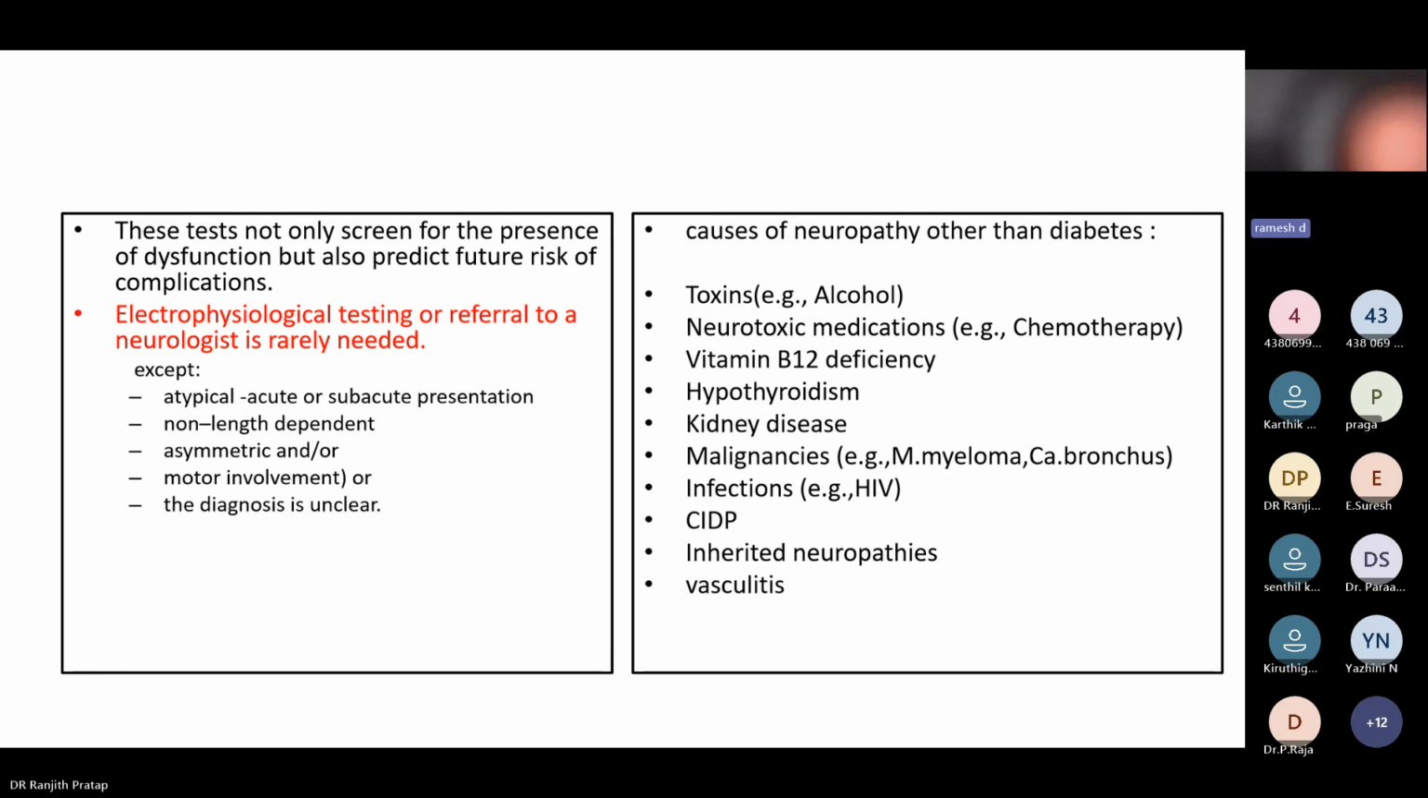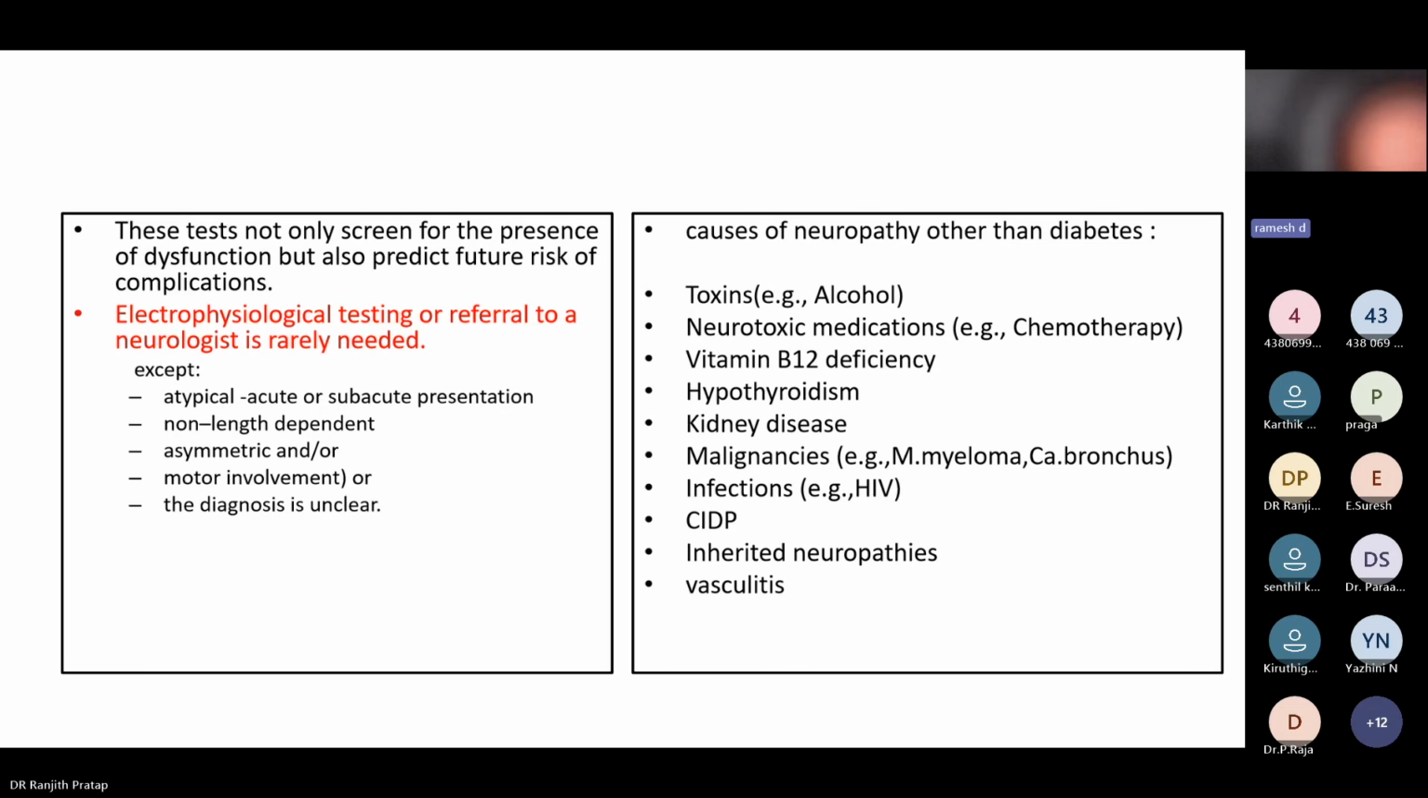Electrophysiological testing or referral to a neurologist is rarely needed. Only in the following situations do we need electrophysiological testing and neurological referral: an atypical presentation, that is, acute or subacute presentation, non-length dependent, asymmetric presentation, predominantly motor involvement, or whenever we have confusion in the diagnosis. Only these situations require electrophysiological testing and neurological referral.